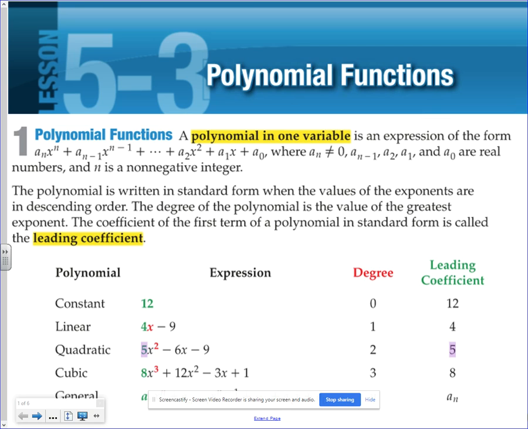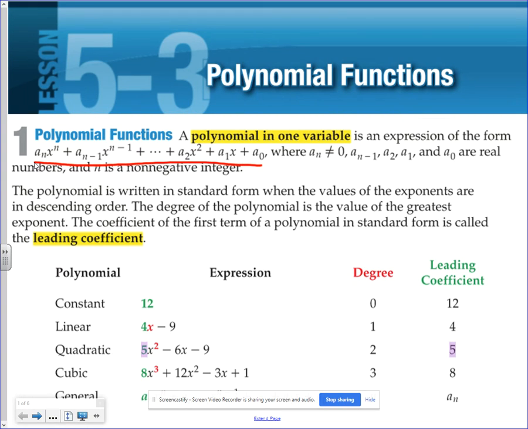So today we're going to look at polynomials, functions, and their graphs in a little more detail. So we have this definition. A polynomial in one variable is an expression of the form. Here, I'm going to read it, I'll just let you read it. But here are some important things.